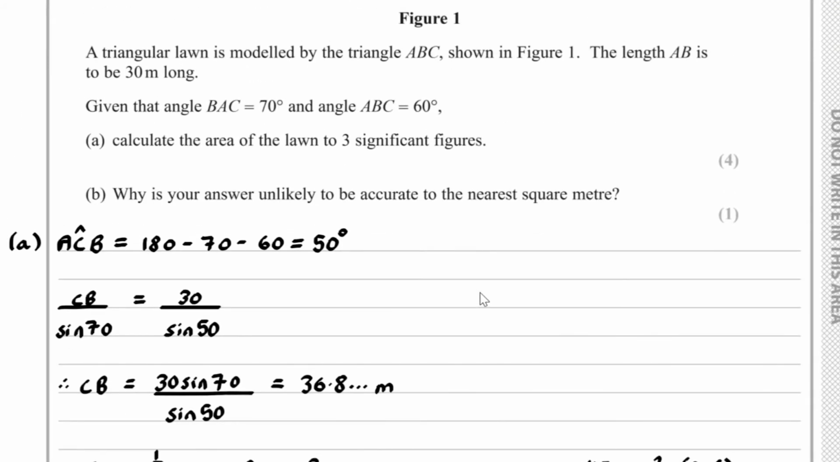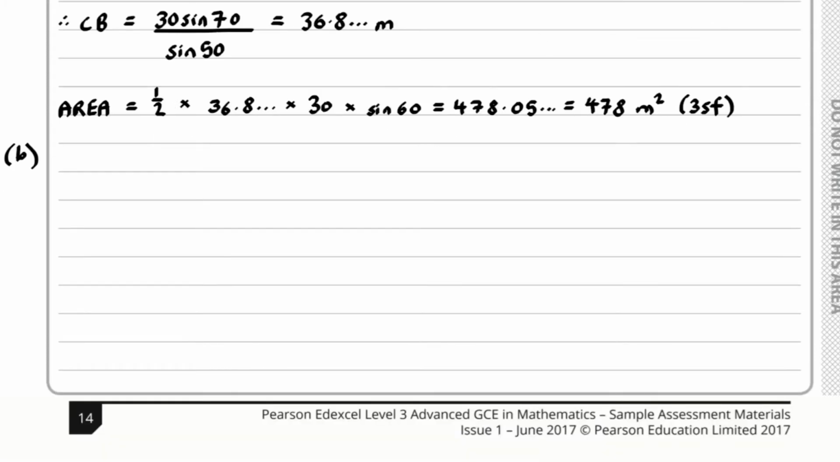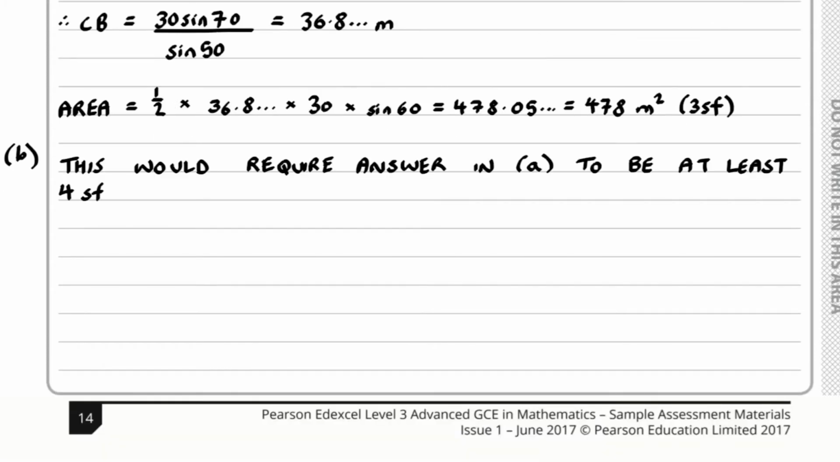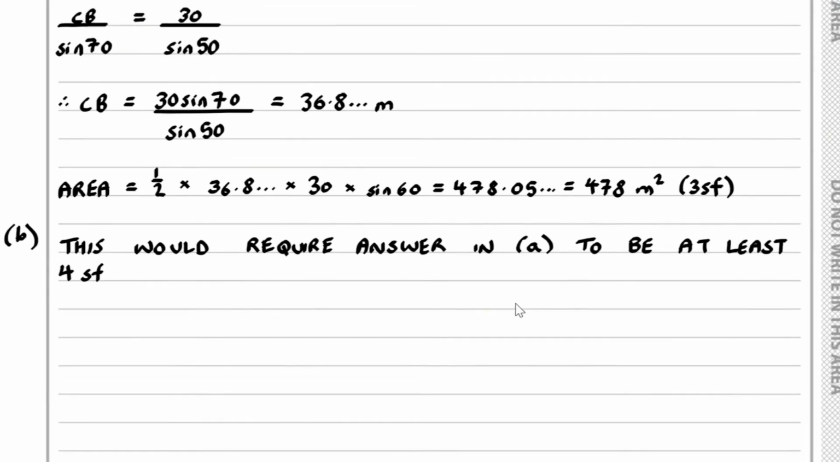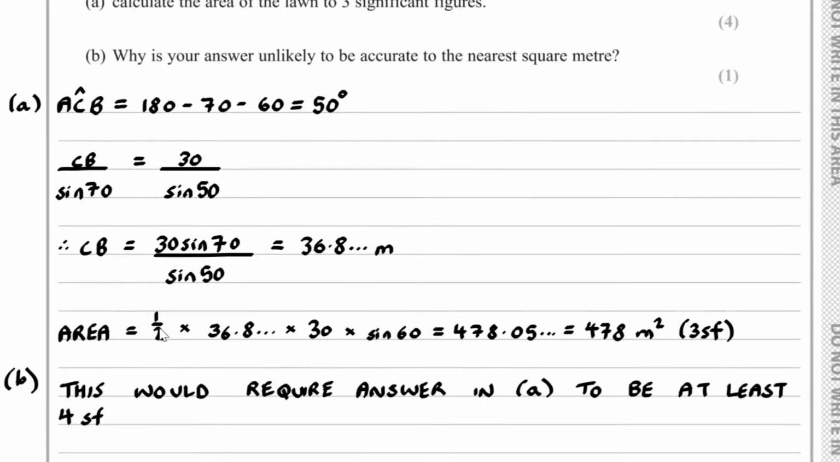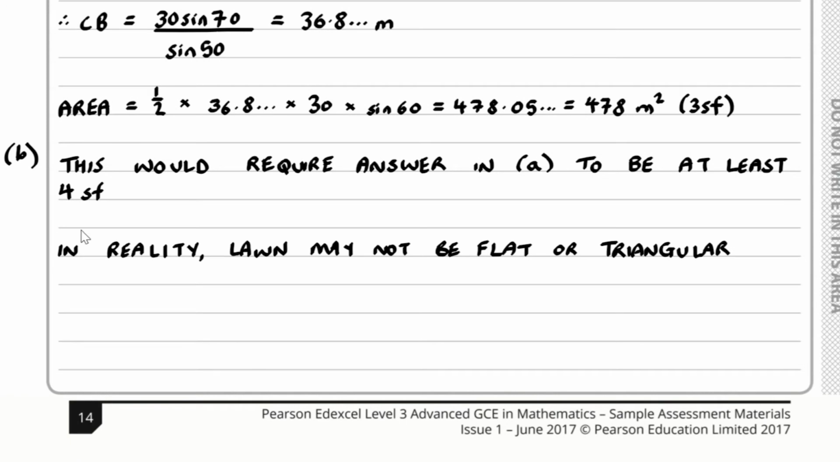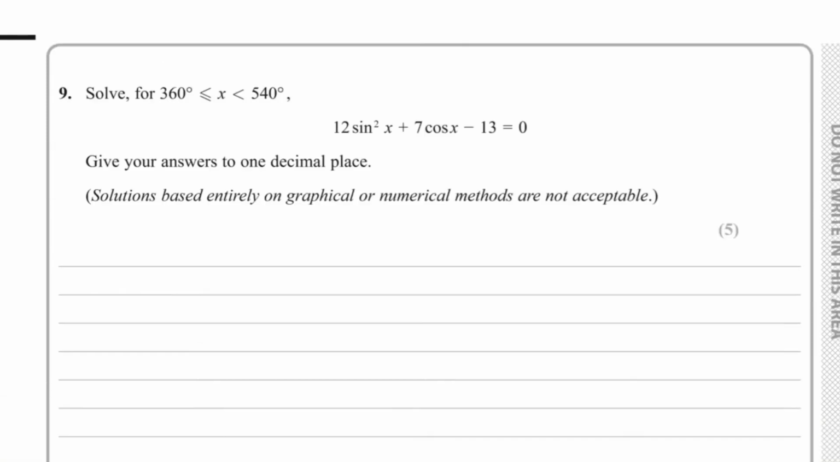And now for part B, we have to explain why our answer is unlikely to be accurate to the nearest square meter. So for part B, we require our answer to be rounded to at least 4 significant figures. That's why it can't be to the nearest square meter, and in reality the lawn may not be completely flat or triangular.